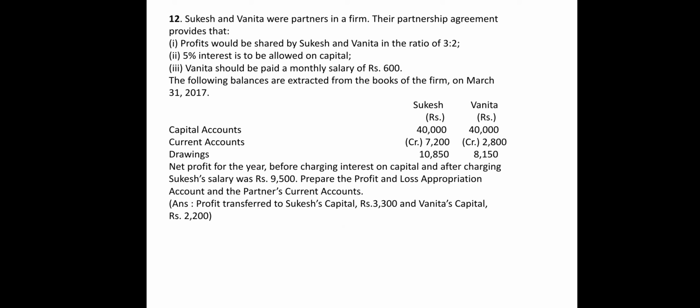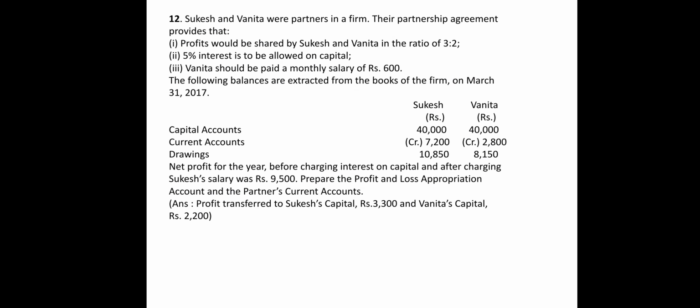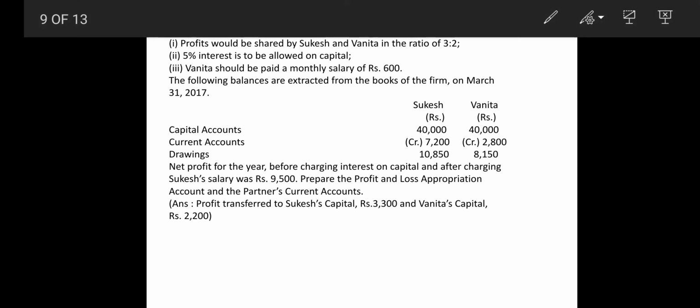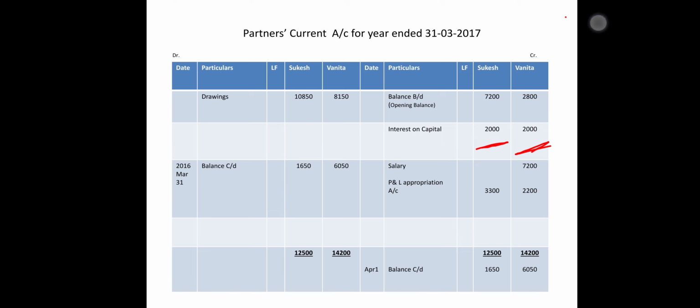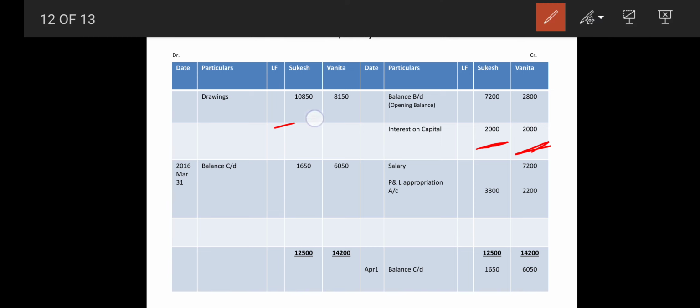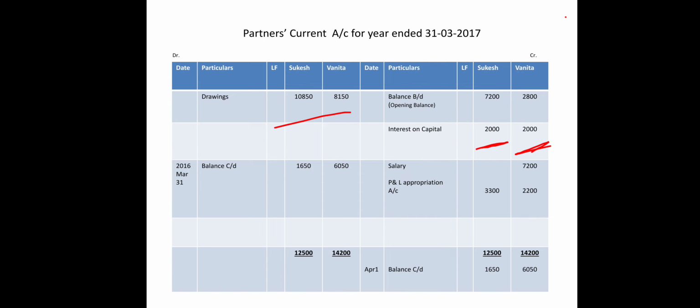Then the following balances are extracted from the month of March. Capital we have transferred, current account transferred, drawings. Now drawings are to be transferred, 10,850 and 8,150. The drawings will be transferred towards the partner's current account. So on the partner's current account debit side, that is 10,850 and 8,150. Interest on drawings will be transferred in the current account because we are going with the fluctuating capital method.